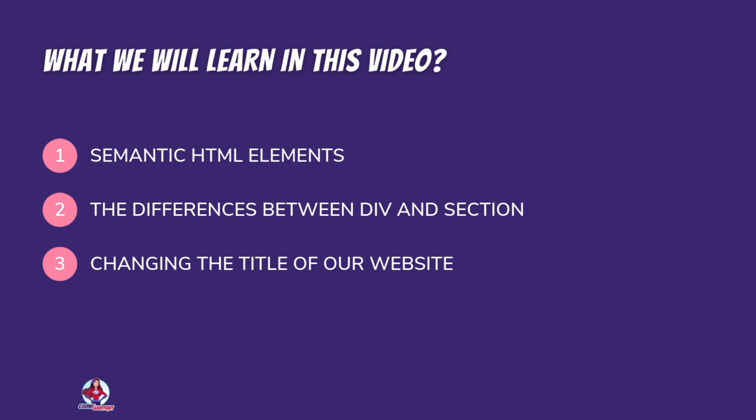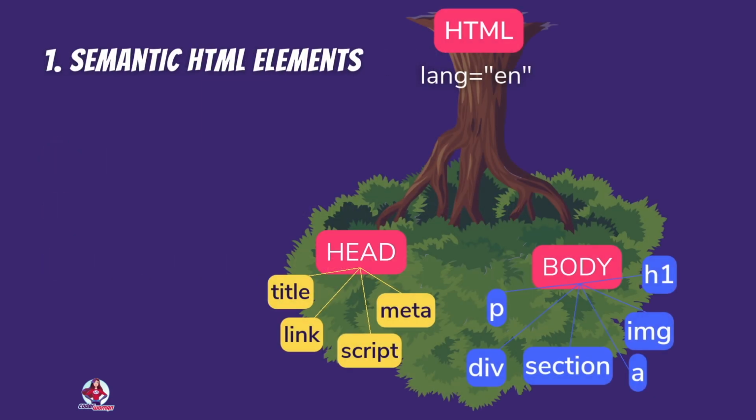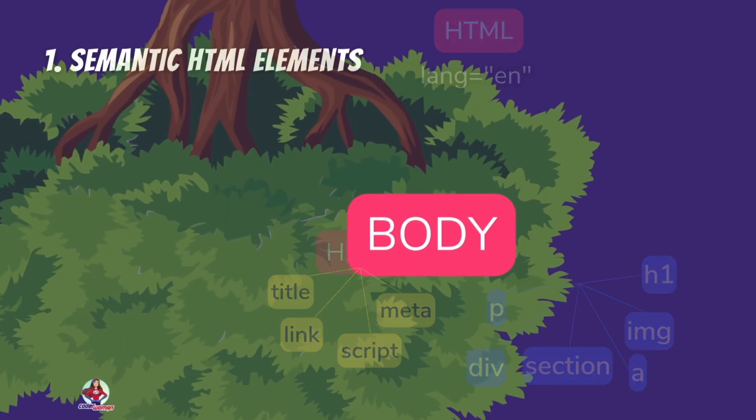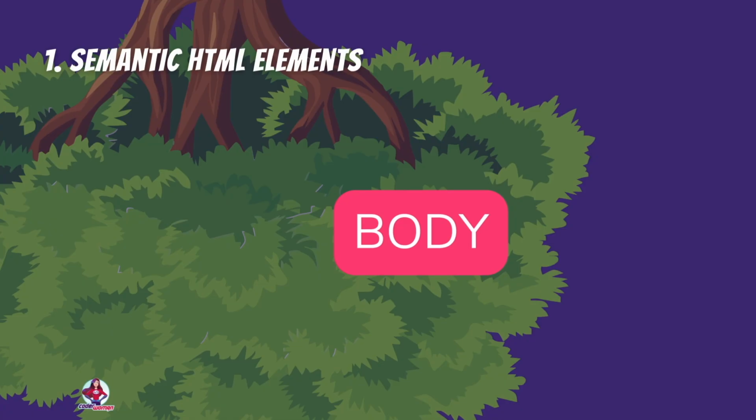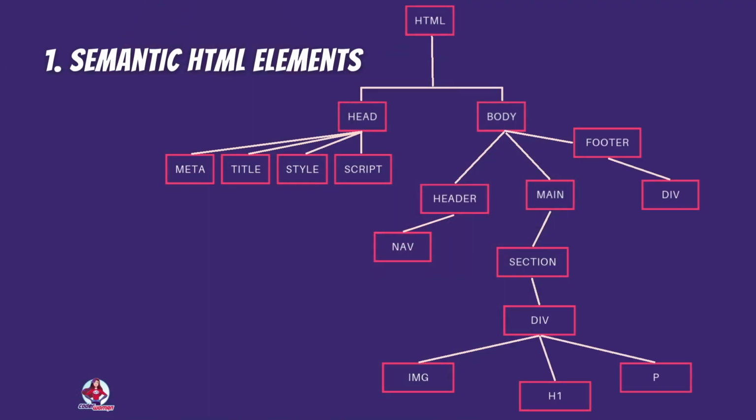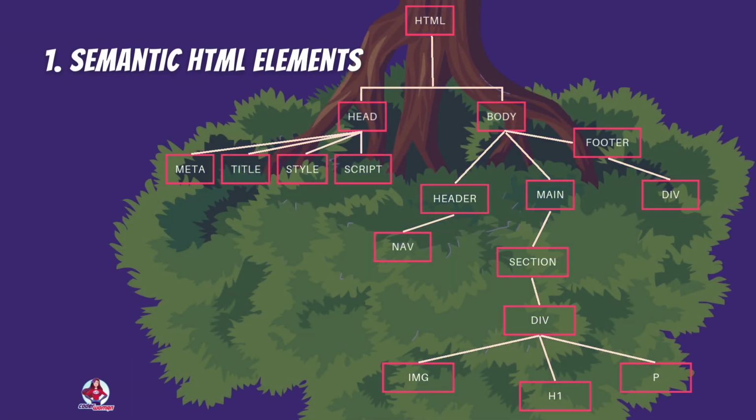Let's get started. Do you remember the HTML document tree we learned about earlier? We split it into two parts, head and body. In this video, we will focus on the body section and add more elements, making more branches in the tree. This tree can become huge for larger projects. When we add more branches, you must admit that this analogy to an upside-down tree makes sense now even more.